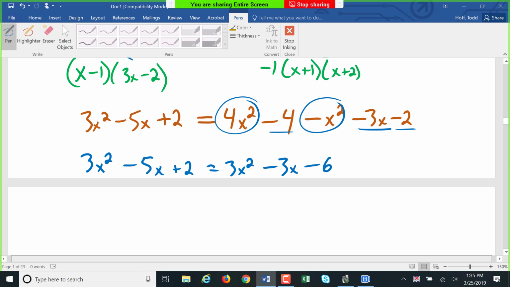Our next step is to get everything on one side if we need to. But we actually notice that when we go to get the x squared on one side, we subtract 3x squared from both sides and it disappears. We now have negative 5x plus 2 equals negative 3x minus 6.